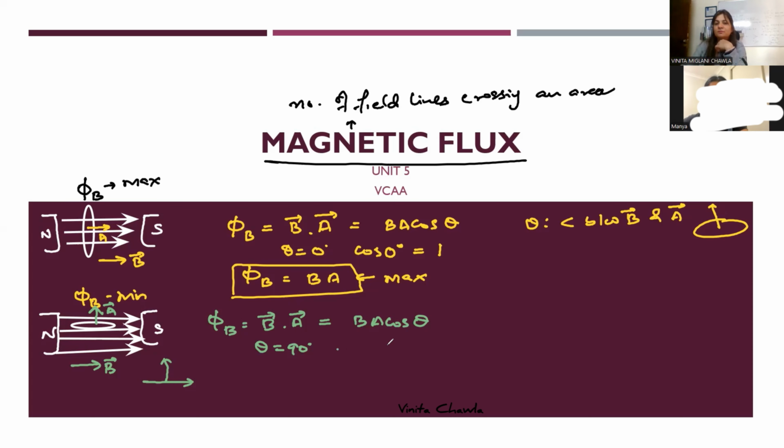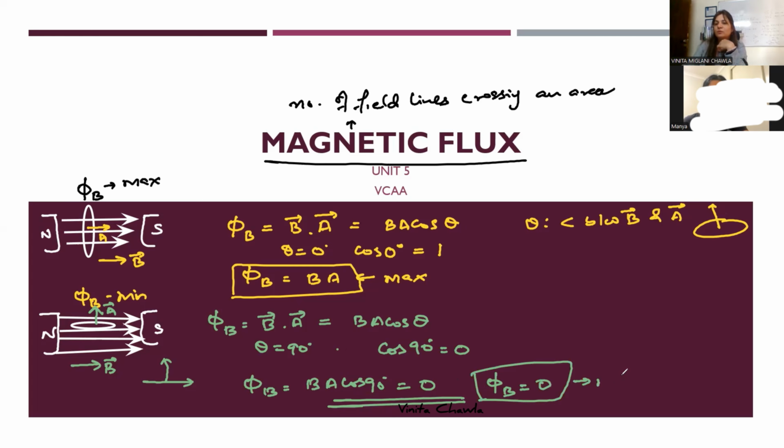Cos 90 degree is 0, right? So magnetic flux is BA cos 90 degree, hence it is 0. The minimum magnetic flux, phi B, is 0 in this case. So when the coil is placed parallel to the magnetic field, the magnetic flux linked with the coil is 0. And when the coil is placed perpendicular to the magnetic field, the magnetic flux linked with the coil is maximum. I hope this part is clear.